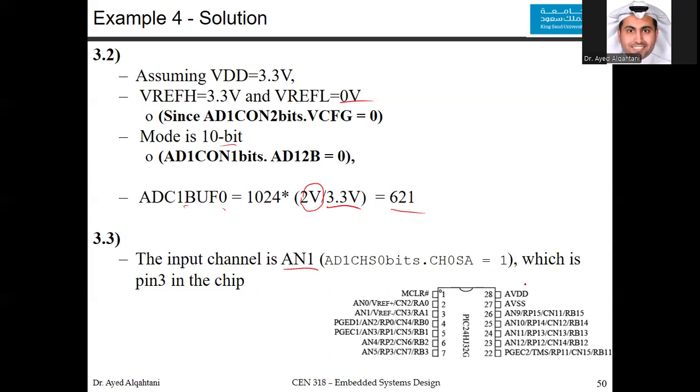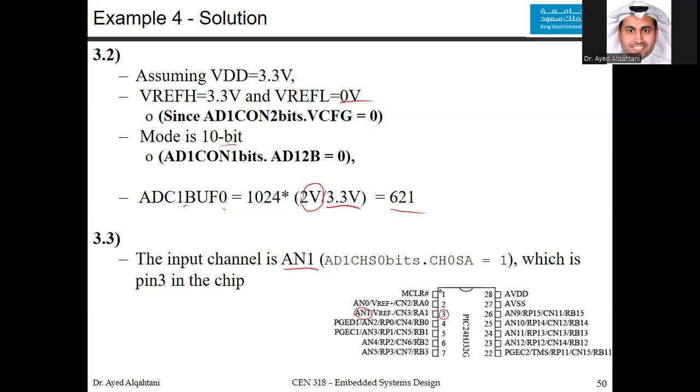Now for the pin number, we used AN1, and we know it from this statement. Now, if you go and check for AN1, you will find AN9, 10, 11, and 12 on the right-hand side of the PIC24. And on the left-hand side, we have AN1 right there. And this is pin number 3. So this is pin number 3 of the chip.